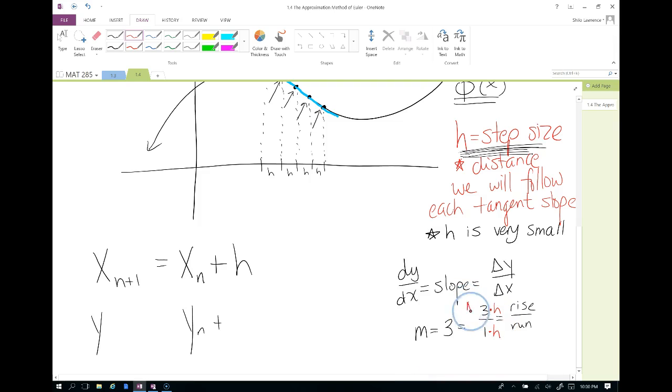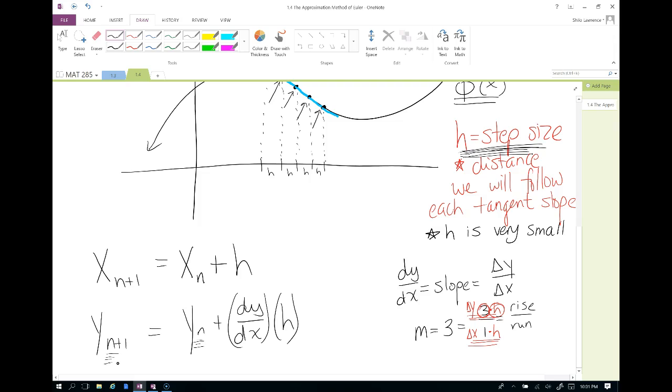And remember, this is change in y over change in x. So my x is changing by h every time. My y is going to change by slope times h. So my new y value is just my old y value plus slope times h. We're going to follow our slope, but we're only following it for a very tiny distance, from the old y value to the new y value.